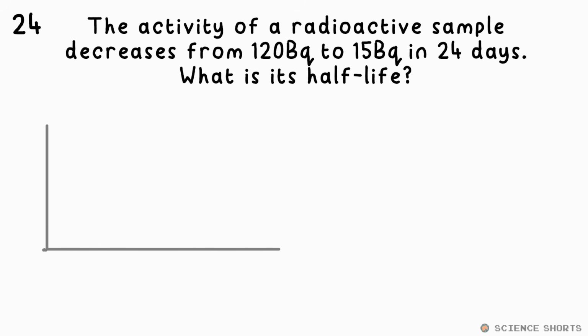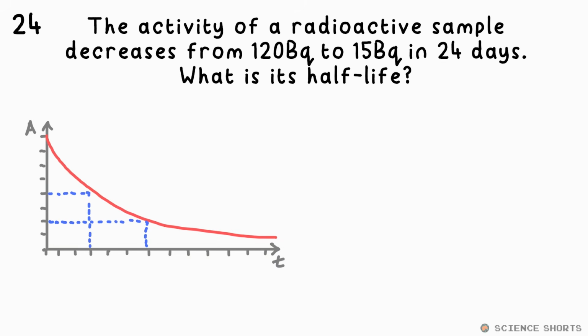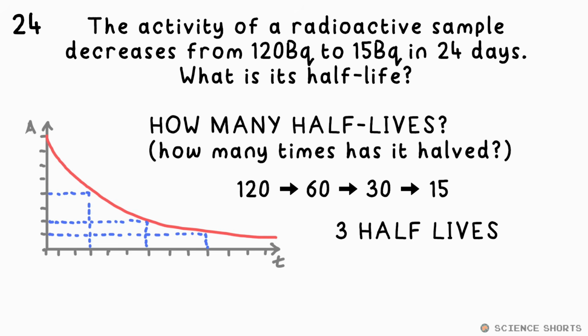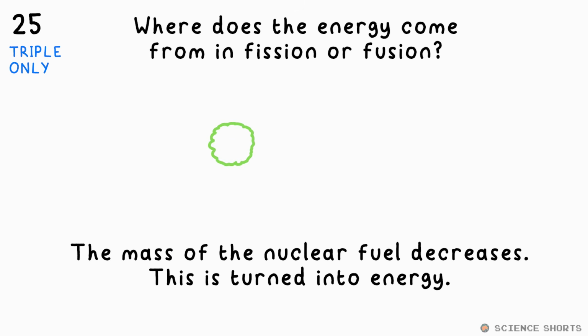Question 24. The activity of a radioactive sample decreases from 120 becquerel to 15 becquerel in 24 days. What is its half-life? Remember how many half-lives. So 120 to 60 is 1 half-life, half again to 30, then to 15. That's 3 half-lives. If 3 half-lives is 24 days, 1 half-life is 24 divided by 3. That's 8 days.